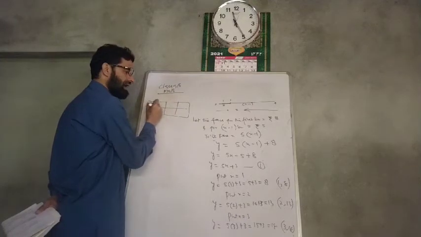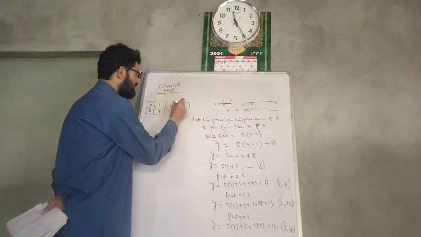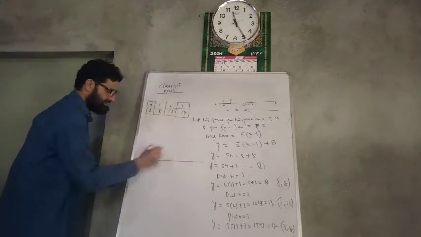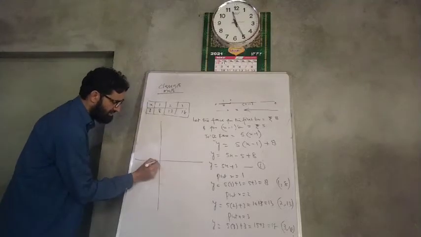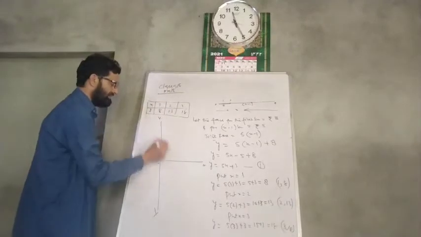This is x, this is y. 1, 8; 2, 13; 3, 18. Now you can take the graph like this. If this is 0, this is the x-axis and this is the y-axis.